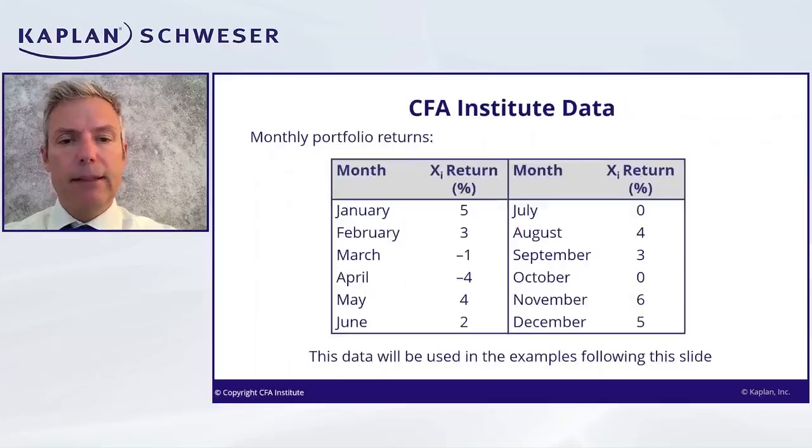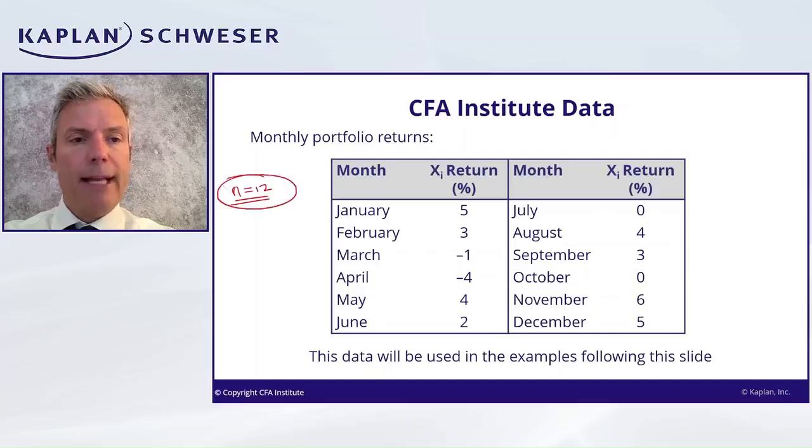Okay, so we're going to use some CFA Institute data to carry out some basic statistics in terms of their calculation. All right, so we've got here monthly returns. There of course is 12 of these. So if anyone asks you about sample size, 12 months in a year, that would be your N.